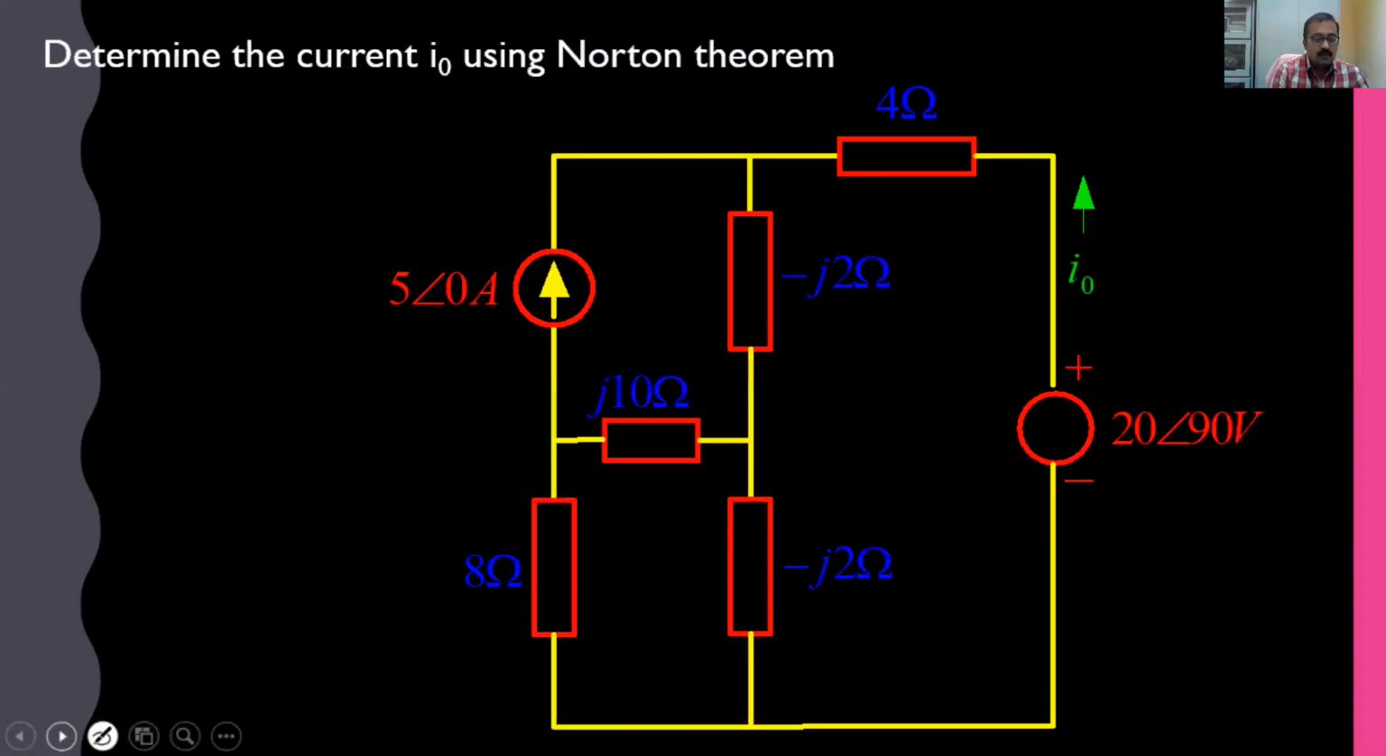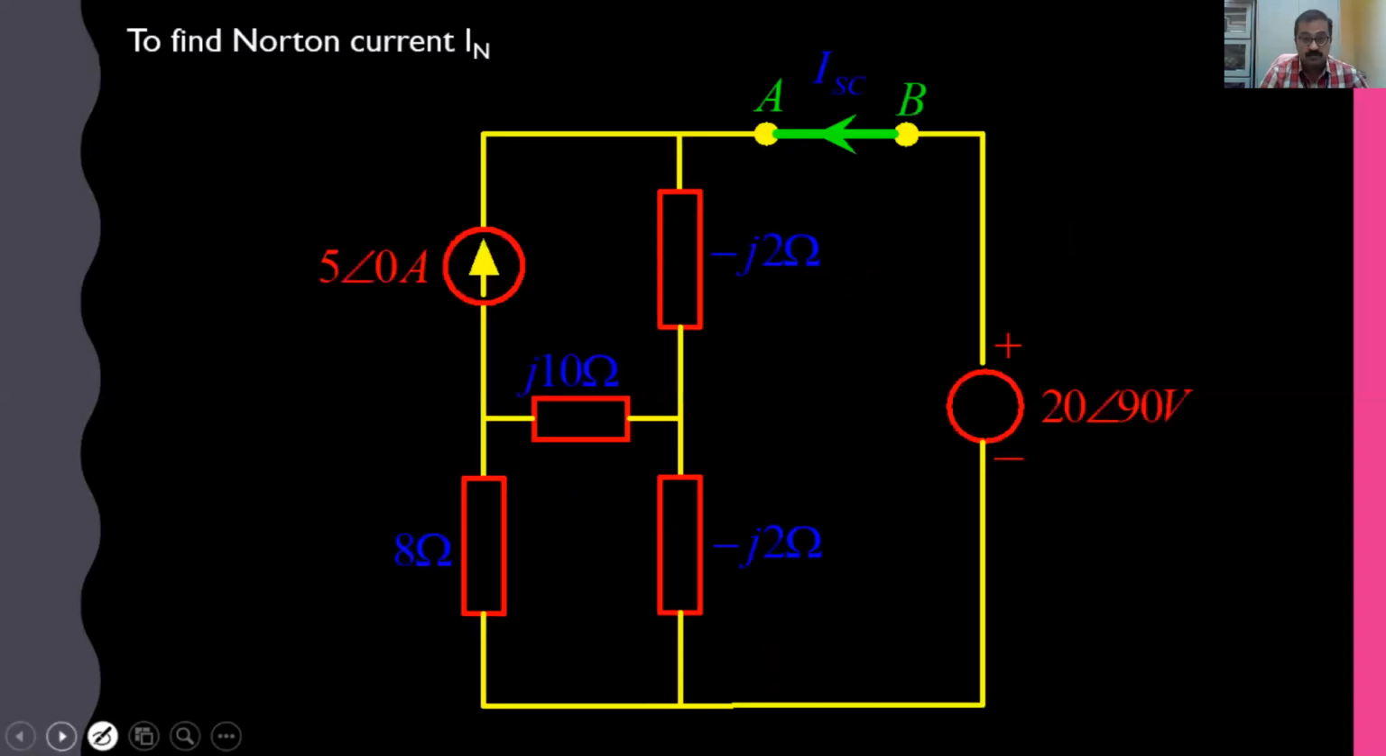Another example: determine the current I0 using Norton theorem. What is current I0? Current I0 is the current flowing through the 4 ohm. Okay, so what's the first step? You remove the load. So 4 ohm is the load. Remove the 4 ohm from points A and B. Short circuit points A and B to find the short circuit current.